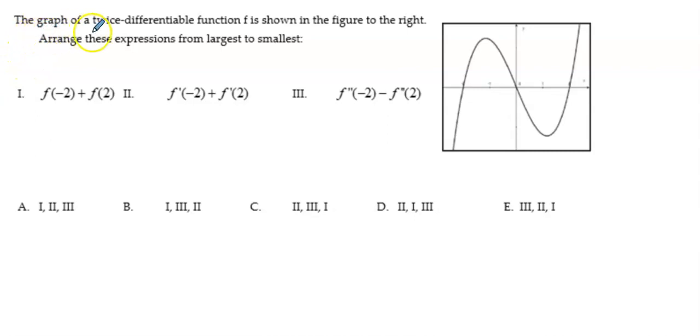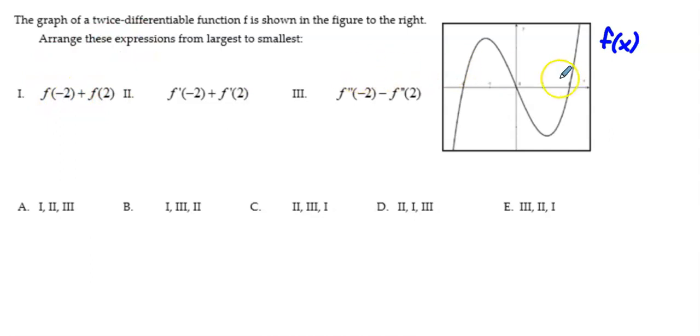It says the graph of a twice differentiable function f is shown in the figure to the right. So this is f of x. Again, what you see is what you get. So a very easy example. And then it says we want to arrange these expressions from largest to smallest.